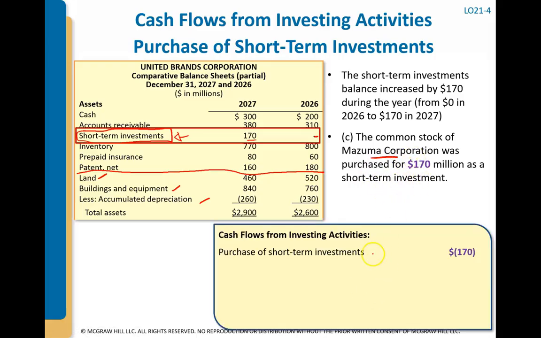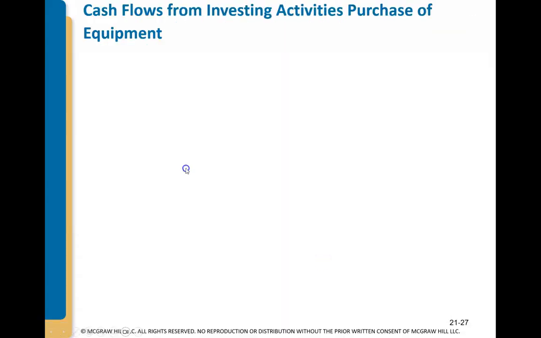And so we're going to put that purchase of short-term investment in our cash flows from investing activities, and that's going to be a cash outflow because we paid for it. They didn't tell us any other information, so we assume it's cash. If the problem said they purchased this $170 million short-term investment by taking out a loan for $100 and then paying cash for 70, then we would adjust for only $70 for the cash outflow. But it was silent on what it did, so we assumed it was all cash.